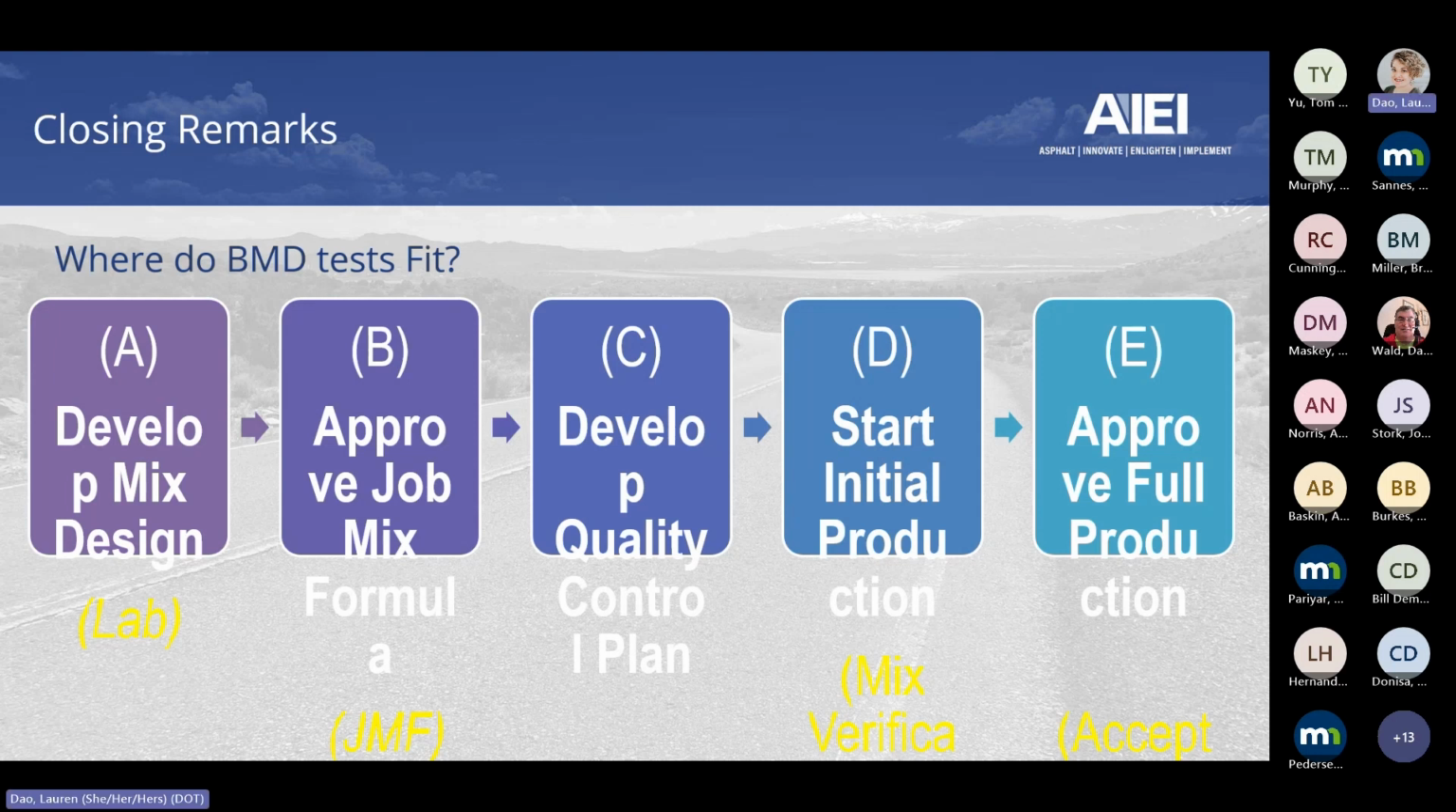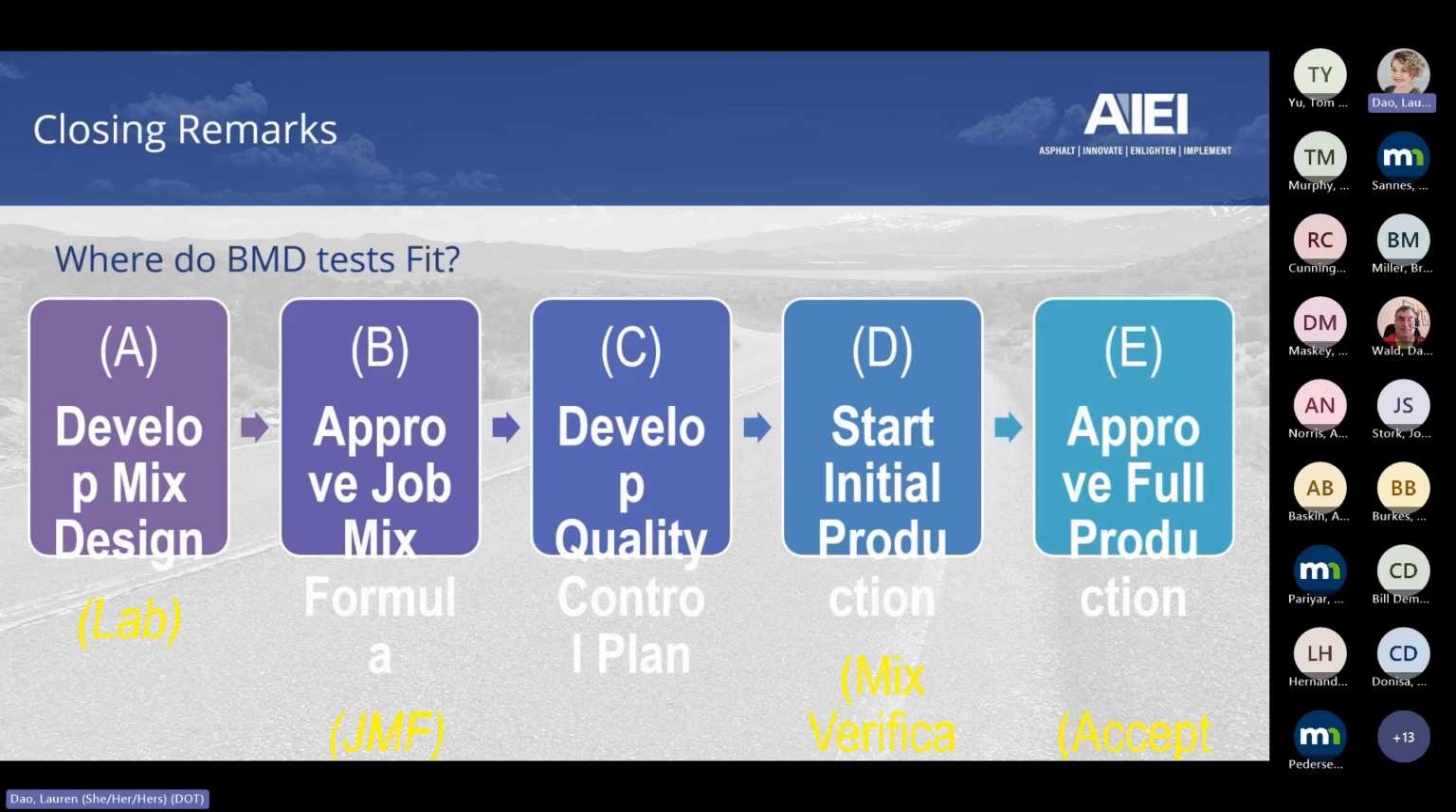Nowadays, with the balanced mix design, I think we are okay up to C. We're still working out D, which is our initial production. But I think we're comfortable with doing the mix design in the lab and approving the job mix. The initial production is going to become very critical with the balanced mix design.